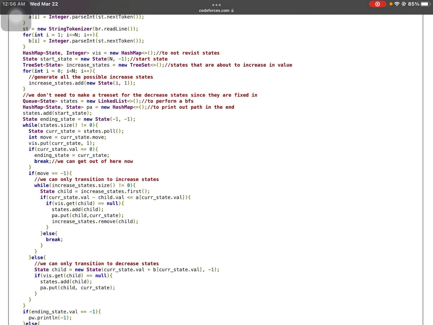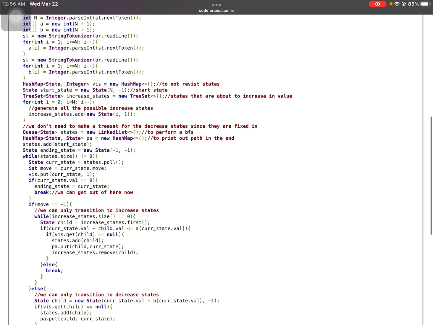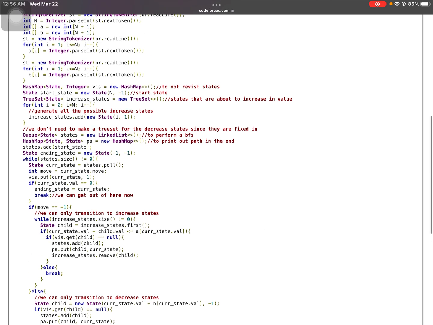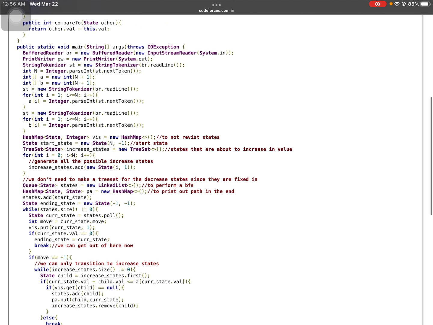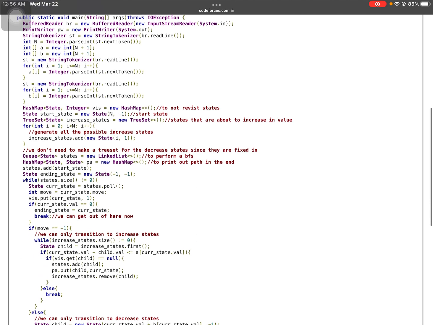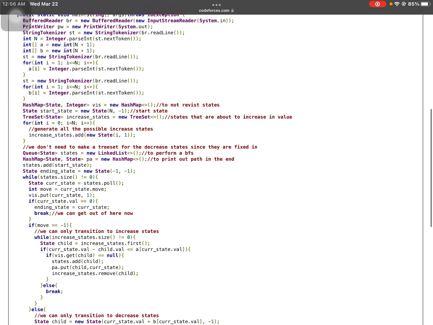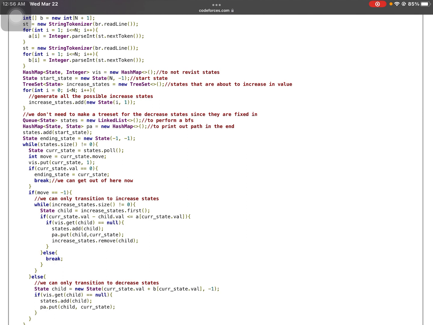Here's the thing. You push in the start state. The start state is pretty easy. The start state is just n. Oh, here it is. So you know that the first state is that you start at n and you have to decrease. This is the current state. You get the move, and you visit the state to make sure that you don't have to revisit. If the current state value is 0, then you set the ending state to the current state. This is just to print out the path, don't worry about it. But if the current state value is 0, then we're done. We can get out of the loop.